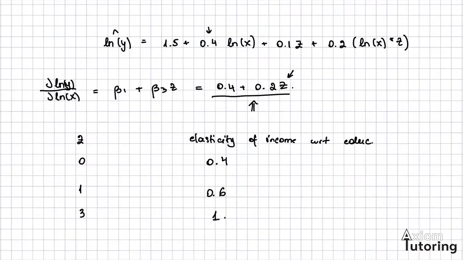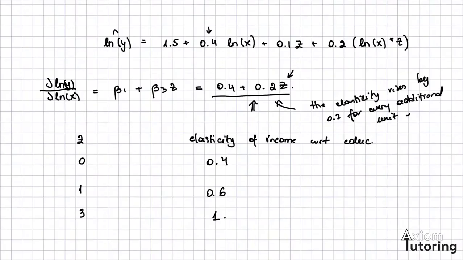So in terms of interpretation, what we can see here is that the elasticity rises by 0.2 for every additional unit of experience. And that's where beta 3 is doing its work.